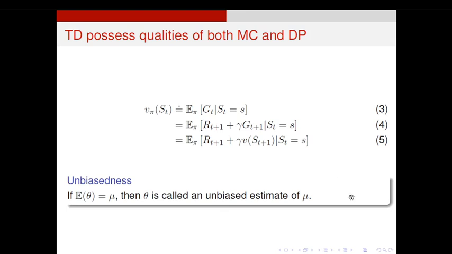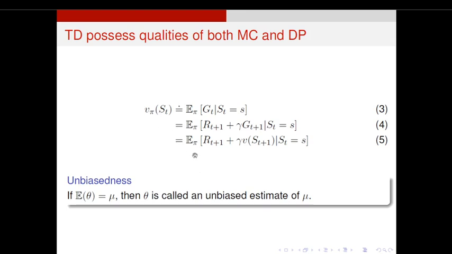Okay. Now one more note, that is about expectation and unbiasedness. A parameter theta is called unbiased if E of theta is equal to mu. If E of theta is equal to mu, then this theta is called an unbiased estimate of this mu. See, this is an expectation. You just look into this definition and avoid this state reference St is equal to s. So V pi of St is equal to expectation under pi of Rt plus 1 plus gamma into V of St plus 1. That means this is my theta, this is my mu. Expectation of theta is equal to mu.